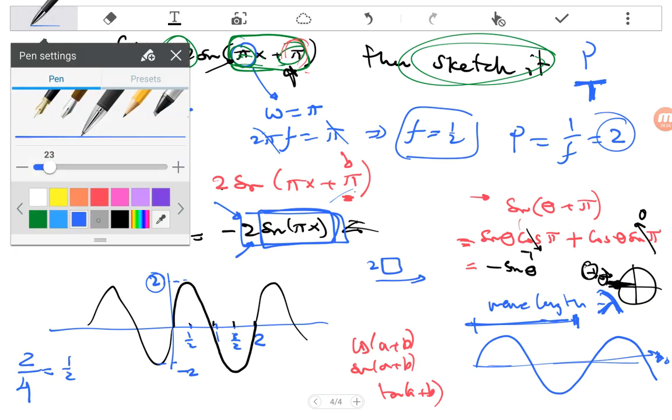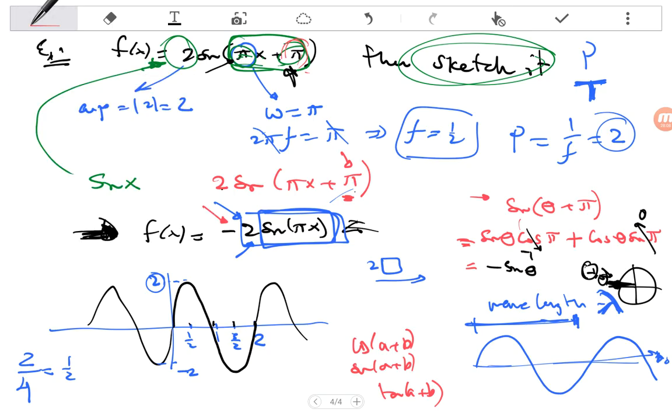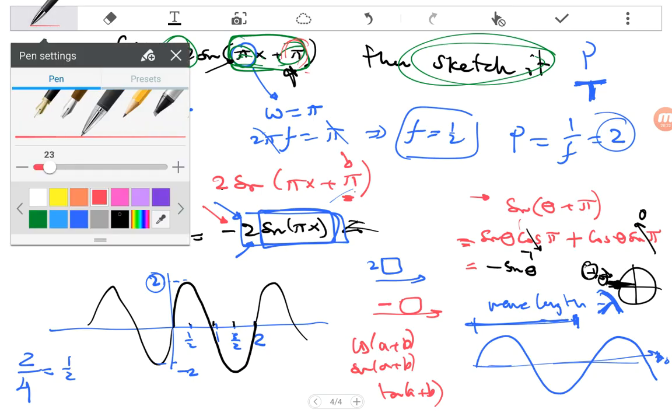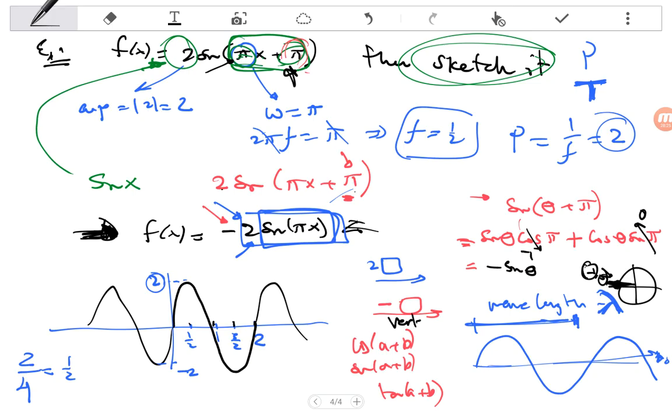Okay. What about that negative sign? What is the effect of that negative? If you take a function and you multiply it by a negative, do you remember? Yes. What was the meaning of multiplying a function by a negative sign? It was a vertical reflection. What is meant by a vertical reflection? It means that you reflected about the x-axis. That is a vertical expansion. That is a vertical reflection.